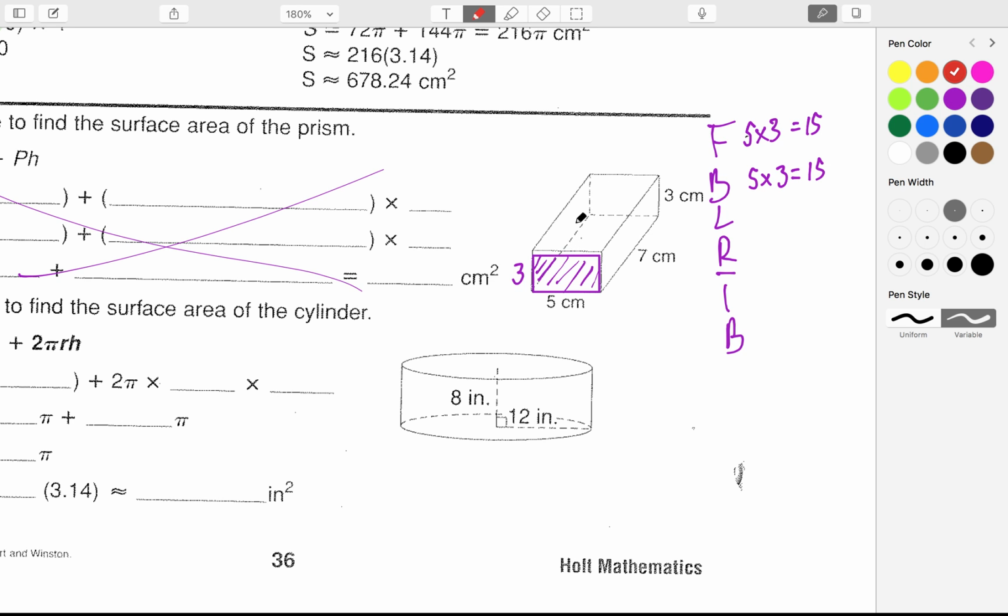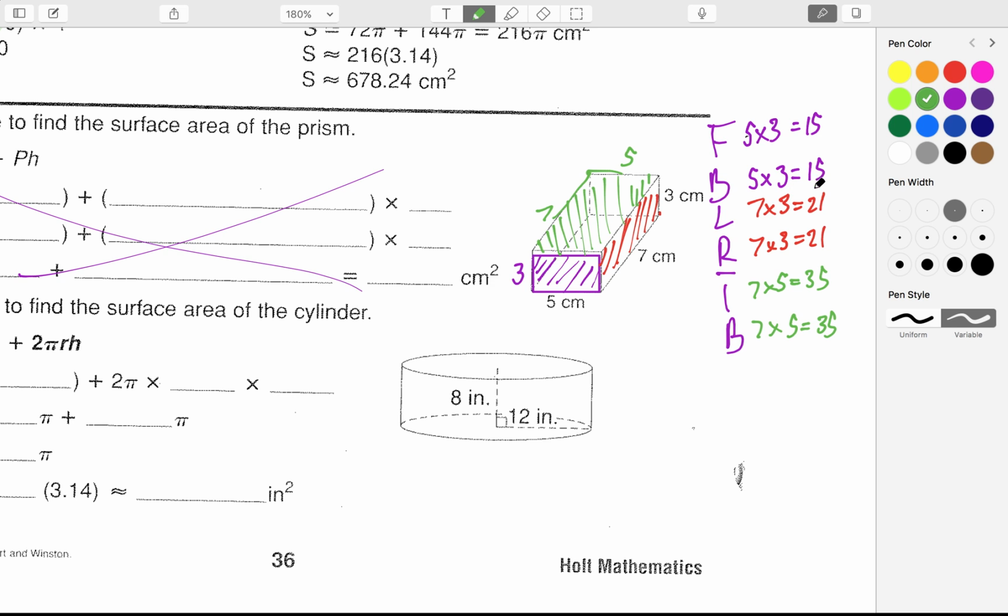Now over here, the left. Let's start with the right because it's easier to see. So the right is 7 times 3. So the right is right here. We're going to put 7 times 3, 21. And once again, left and right are the same, so you just duplicate it. We haven't done the top yet. The top is going to be 7 times 5, right? These two sides are 7 and 5. So 7 times 5 is 35. 7 times 5 is 35.